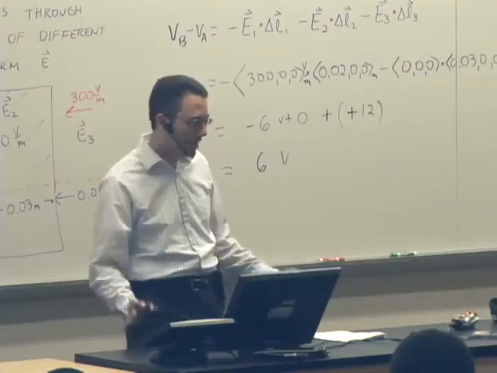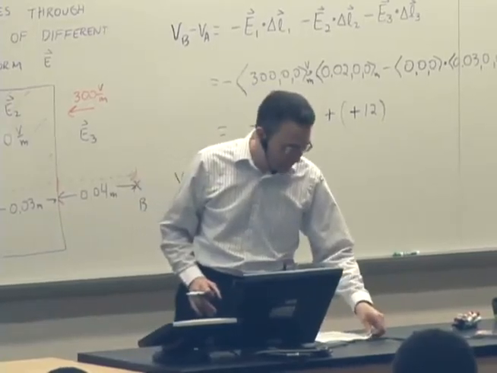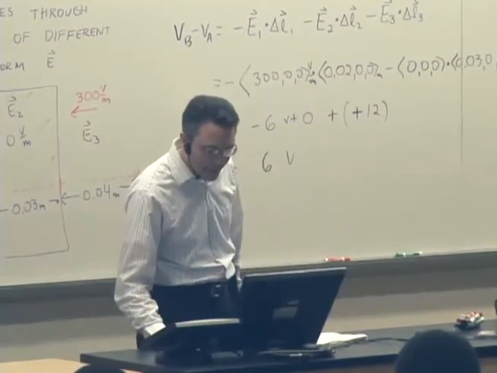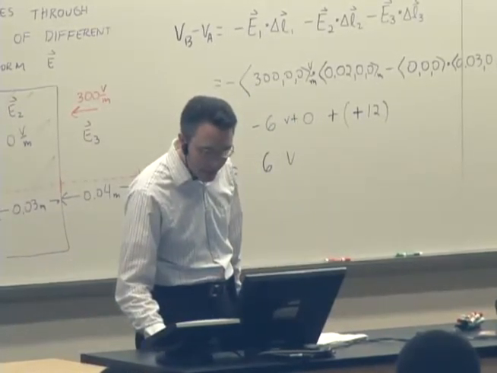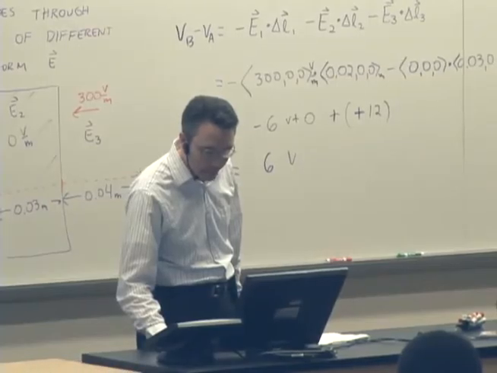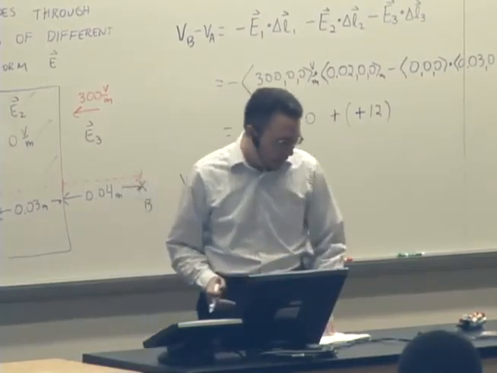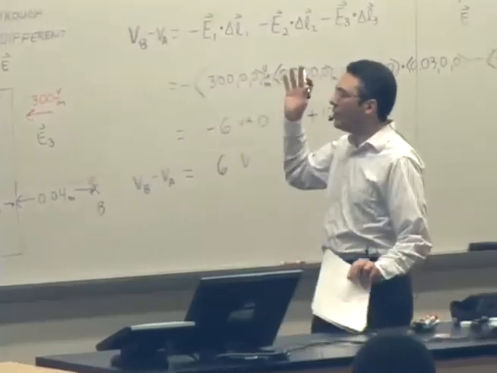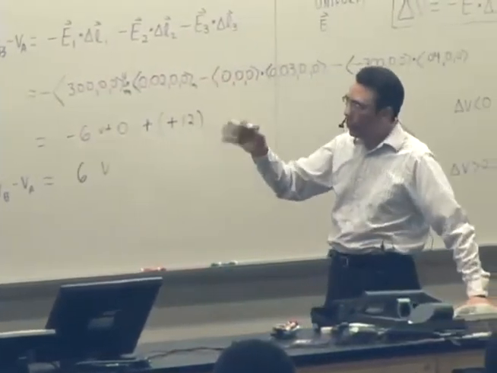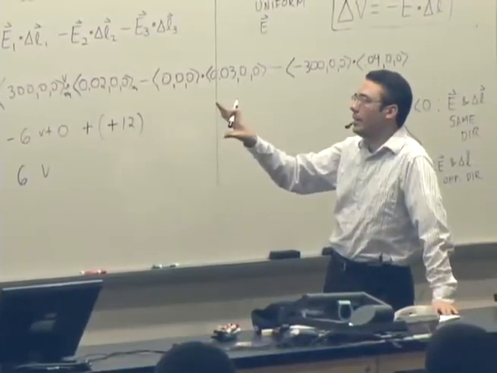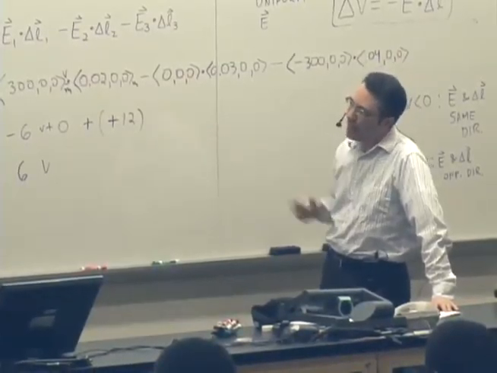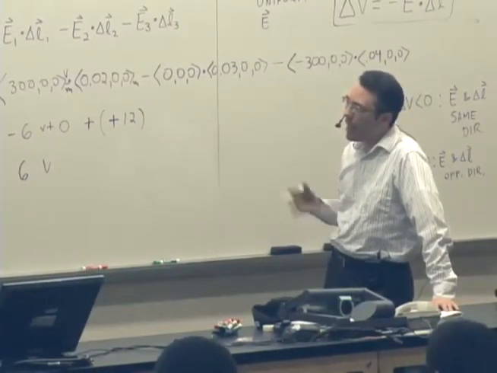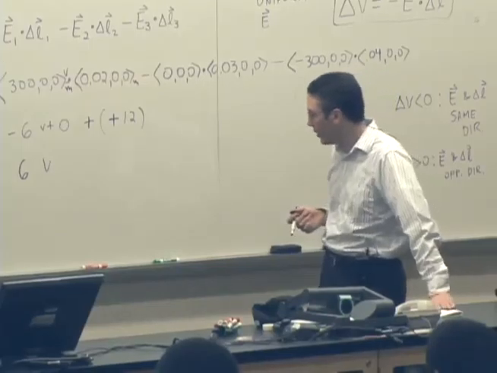Okay? So conceptually it's not that hard, but it can be tricky in terms of the details, so be careful. So we have different regions where the field is uniform, but we have to break it up into different parts of the path to calculate the delta V along each section, okay?